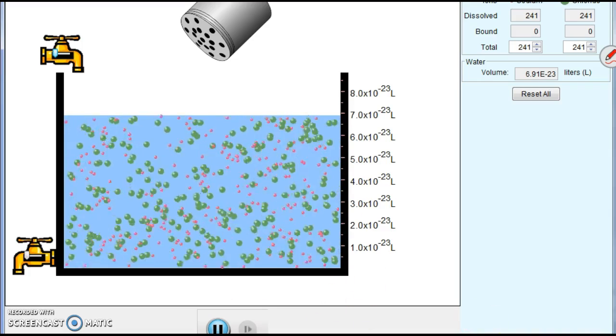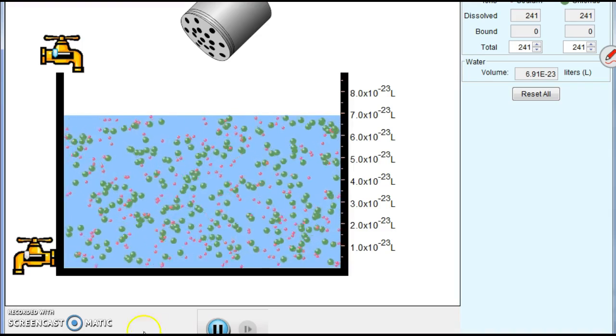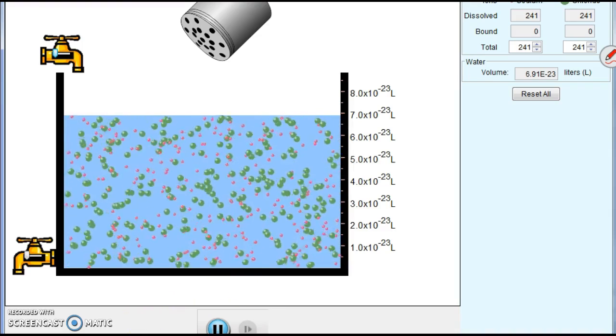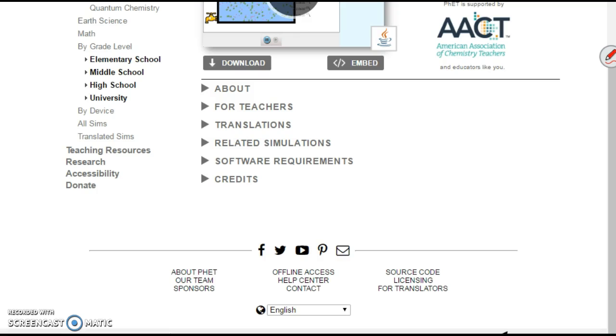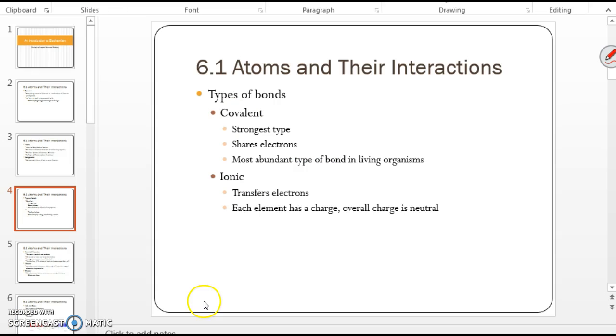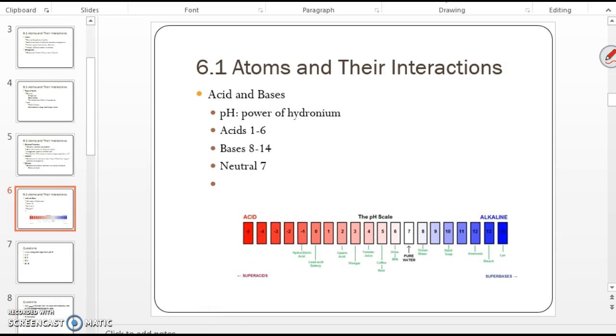So anyways, that is kind of a rundown on covalent bonds. I think I forgot to talk about ionic bonds. I did. So I'm gonna go ahead and stop this one, and I'm gonna talk to you about ionic bonds in another one.